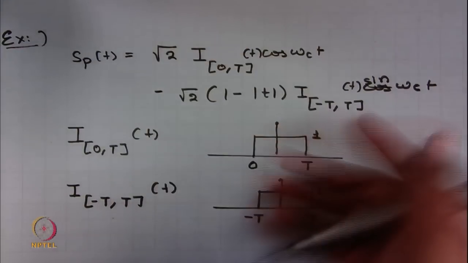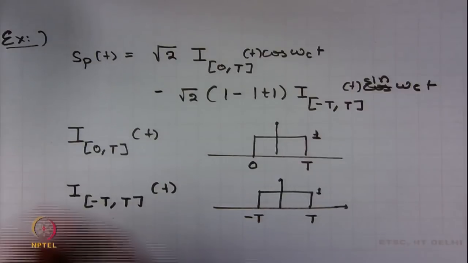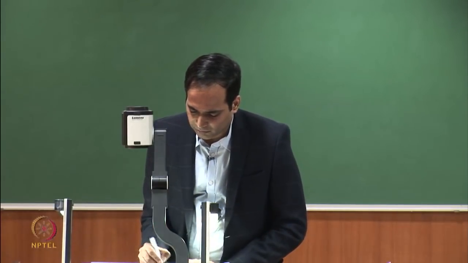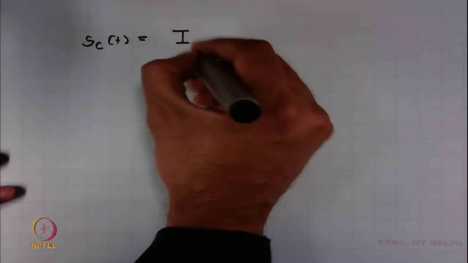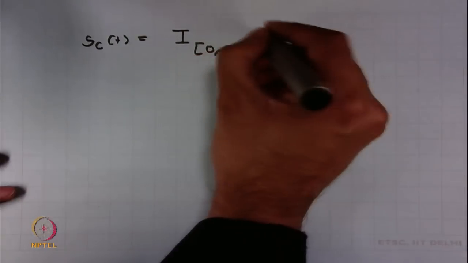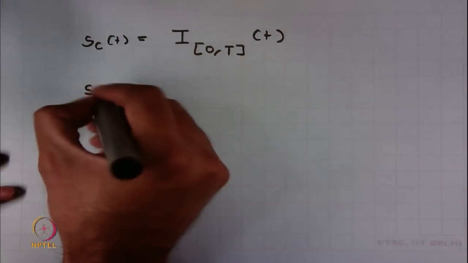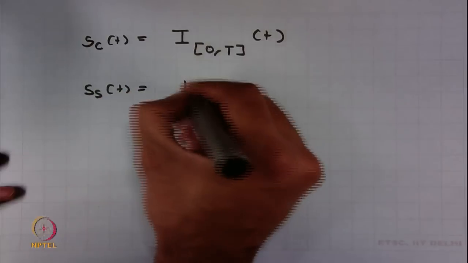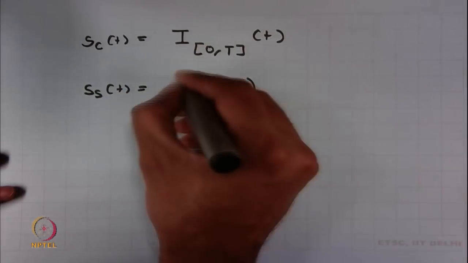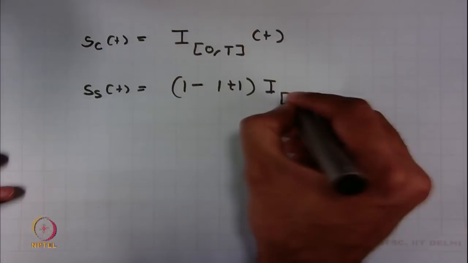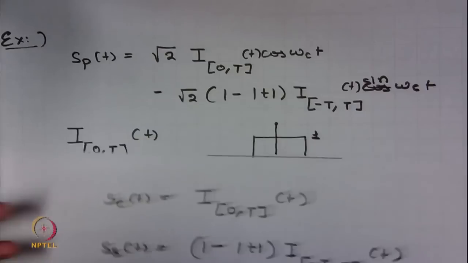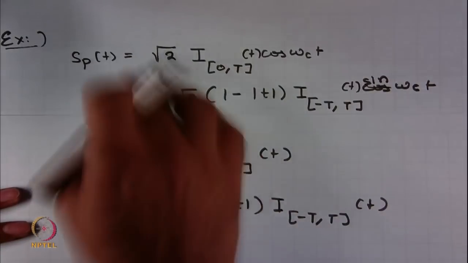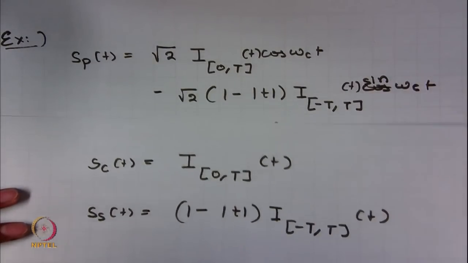If you look at this signal, this is a passband signal, and if I am interested in the cosine part, which is s_c(t), the cosine part would be I going from 0 to T, and the sine part would be 1 minus mod t, I going from minus T to T. So, this is the sine and cosine part of this passband signal.